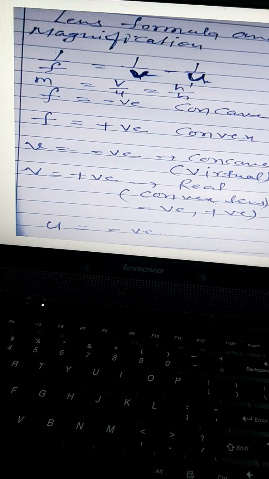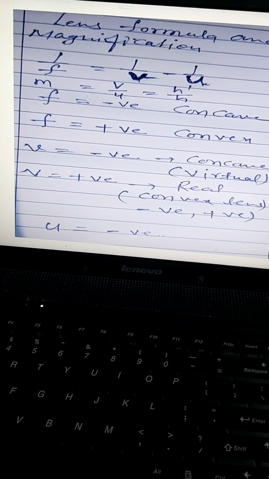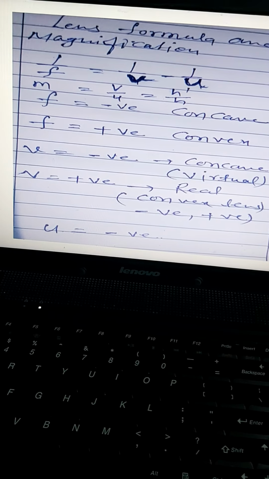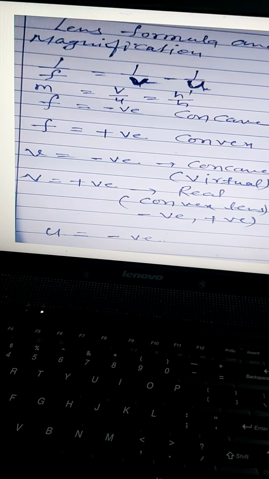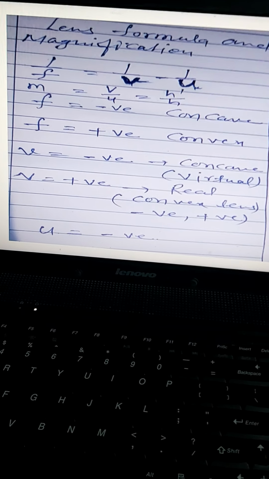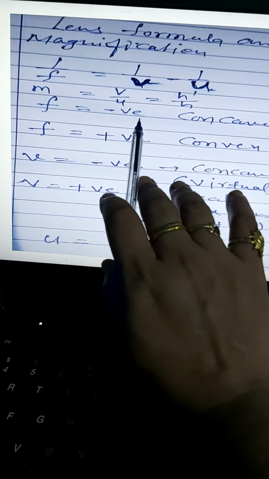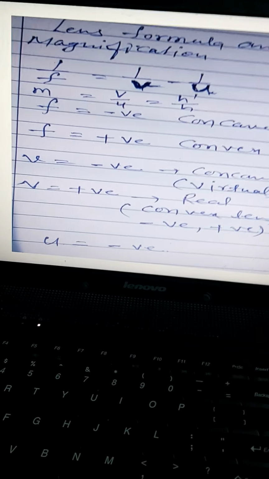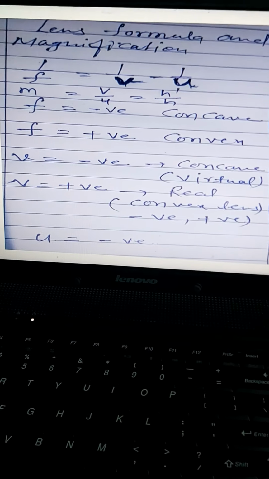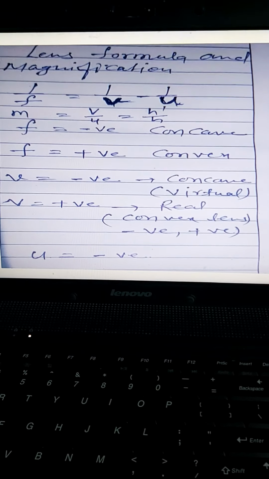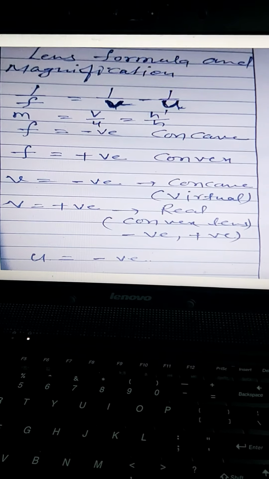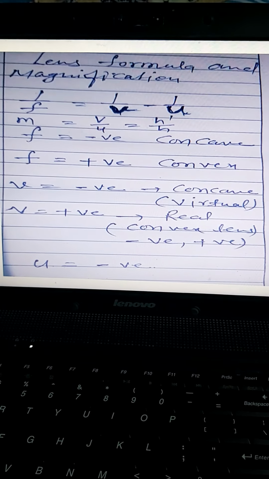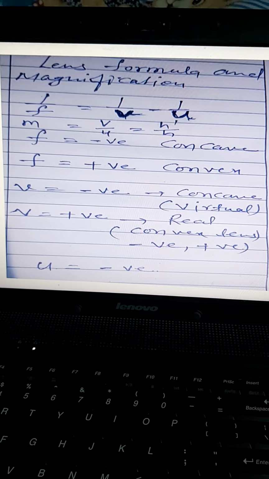Now comes down to the v value. V value is always negative for concave lens. So if focal length comes out to be negative, it would be the concave lens, and if the focal length's value is positive, it would be the convex lens.